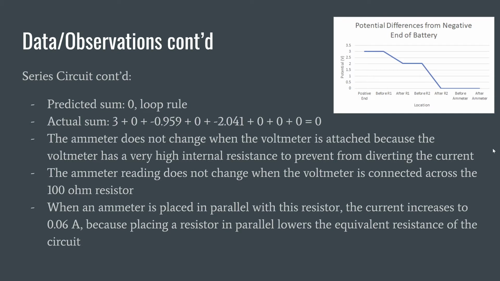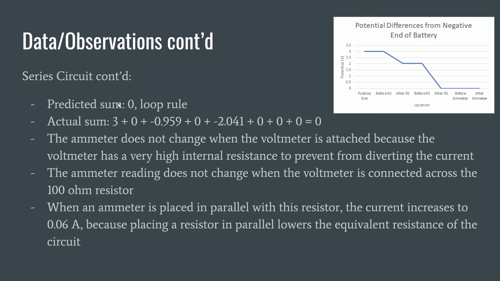So up here in the top right corner, you can see a graph of potential differences relative to the negative end of the batteries. From the positive end to the end of that first wire, the potential difference is 3 volts. And then after that first 47 ohm resistor, the potential difference drops to 2.041 volts. Then after that second resistor, it drops to 0. So my predicted sum of all the potential differences was 0 because of the loop rule. And the actual sum was 0 because the voltage difference across the batteries ended up equaling out with the potential differences across each of the two resistors.